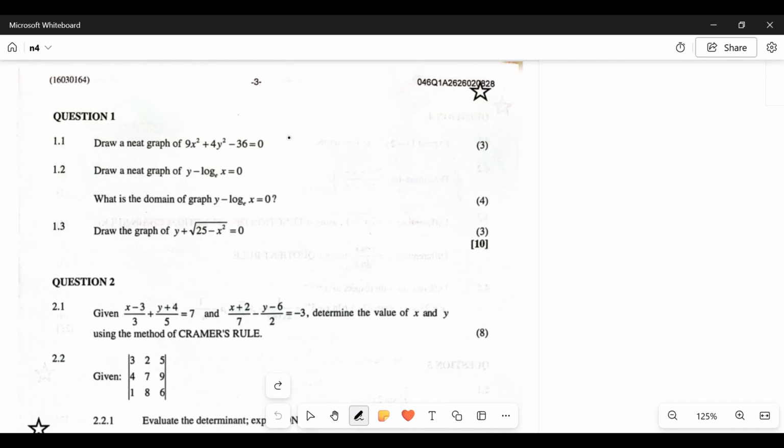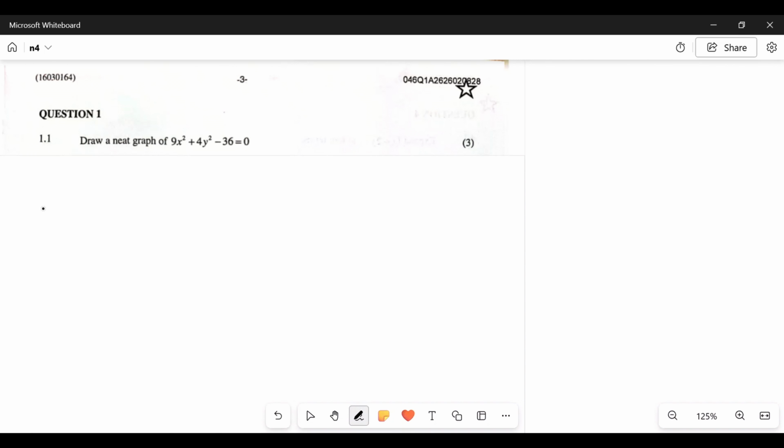So I'm going to create space, and then we do question 1.1 there. Let me create space, and let's do 1.1. All right, let's look at our question 1.1.